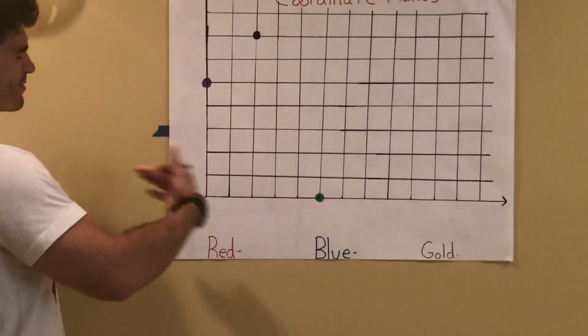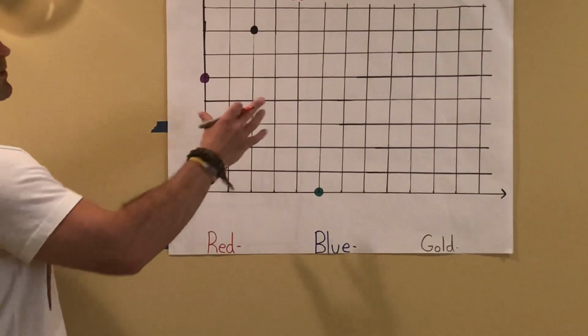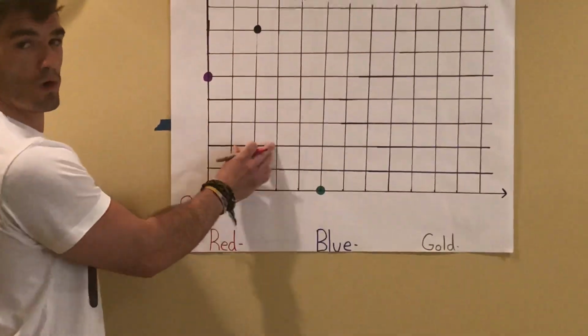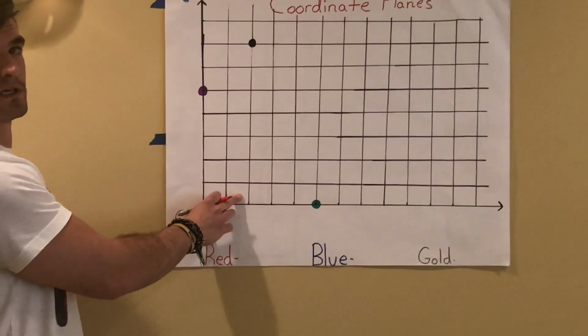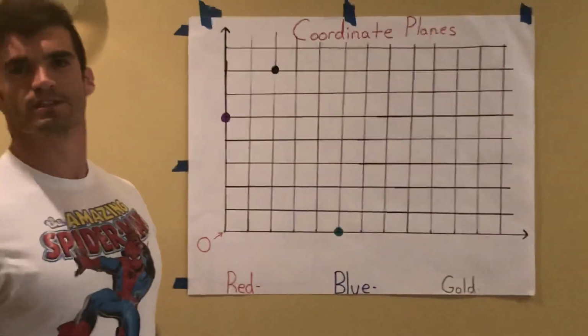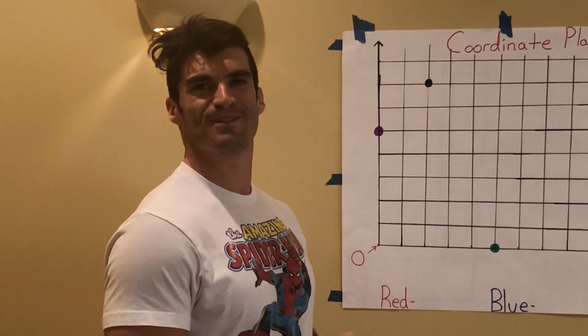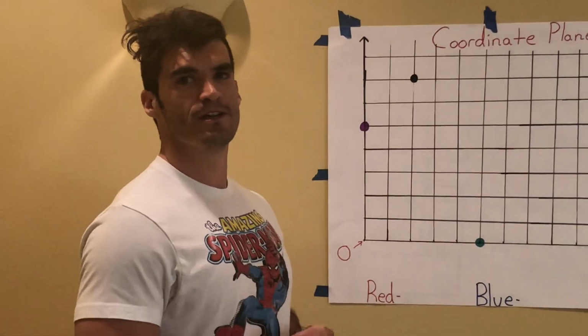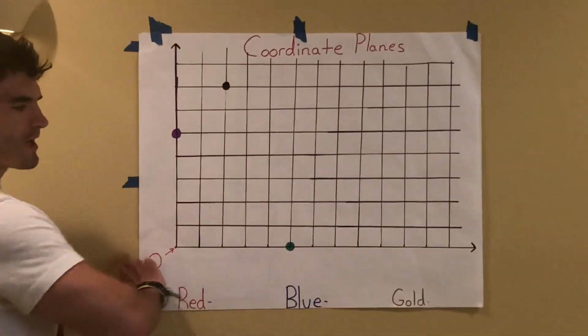It travels left and right, but we don't work over here because we're only going to focus on quadrant 1, which is all positive numbers. Yes, there's quadrant 2, quadrant 3, quadrant 4, but those are for the geniuses that competed in the math competition. They know what I'm talking about. So the x-axis travels horizontally.